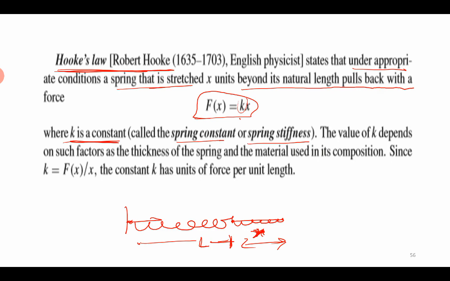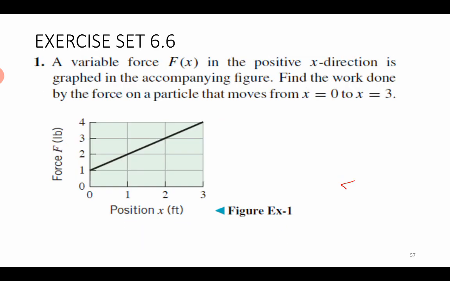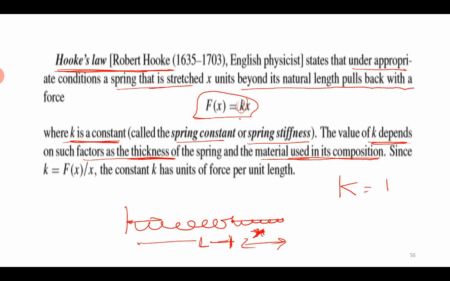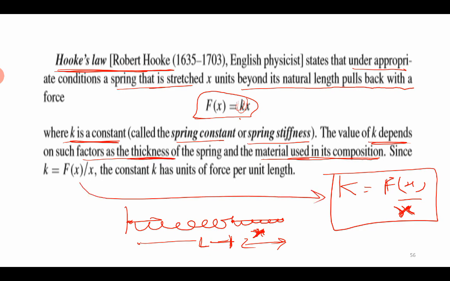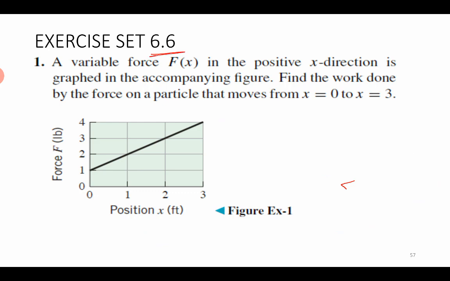It depends on factors such as the thickness of the spring and the material used for preparing such a spring. So k is different for different kinds of springs. From this formula we can find the value of k. If you have the force applied and the distance you have stretched, then you can find k. For every spring we can use this formula to find the spring constant k. Let's remember this information, then let's start the exercise 6.6.